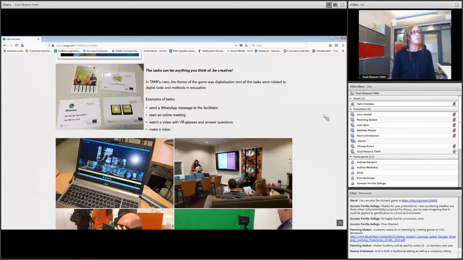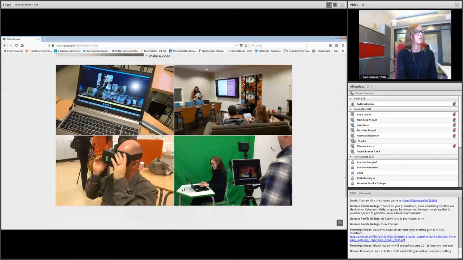The team could be asked to start an online meeting with Skype, for example, and ask the facilitator to join the meeting. One task has been to watch a video using the VR glasses and then answer questions related to the video. Or it could be a task where the participants are asked to make their own video, for example, using the green screen technique. So whatever the theme is in your game, you design the tasks related to the theme.